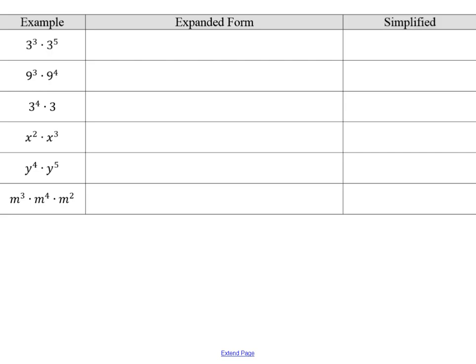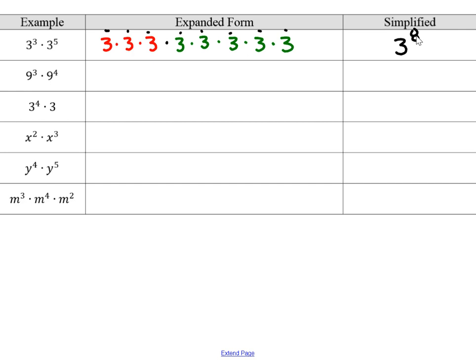Let's go ahead and look at our first property here using that knowledge. So our first example is 3 to the 3rd power times 3 to the 5th power. If we have 3 to the 3rd, that means we have 3 times 3 times 3. We also have 3 to the 5th, which means we have 3 times 3 times 3 times 3 times 3. Now we can rewrite this in a different way by simply counting how many 3's we have. We have 1, 2, 3, 4, 5, 6, 7, 8 3's, so we can rewrite this as 3 to the 8th power. And that's basically our general rule for this whole thing.